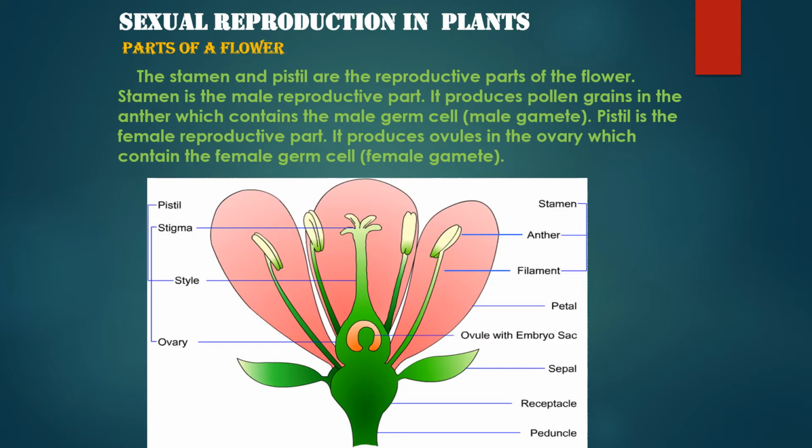The green colored part is the sepal, the colored part is the petal, then the pistil is divided into three parts, the stigma, the style and the ovary, and the stamen is divided into two parts. The top one is called the anther, and the base part of it is called the filament. Together it is called the stamen.